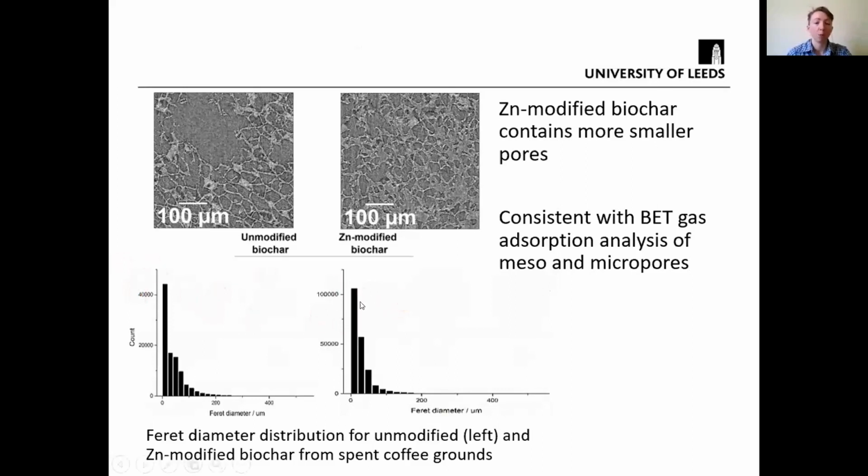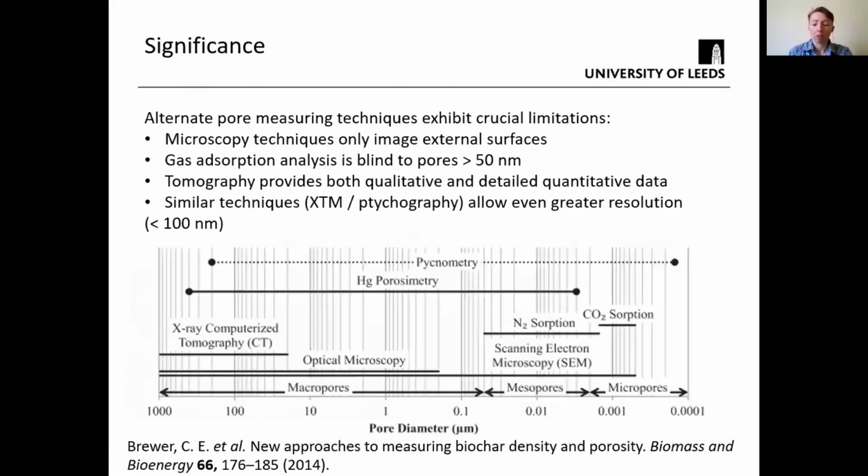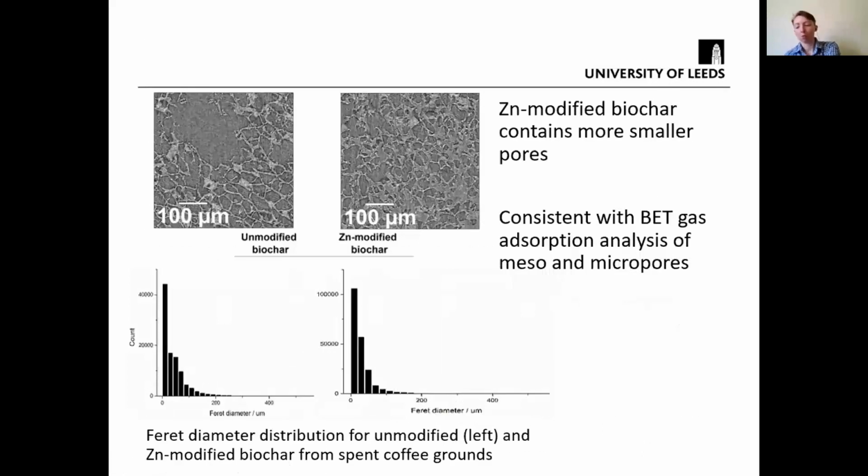In the zinc modified biochar, there are a much greater number of pores that are on the smallest scale at the limit of detection here, whereas there are a greater number of pores which are larger in the unmodified biochar, which again is consistent with BET gas adsorption data, which indicate that there are a larger number of micropores in zinc modified biochar.